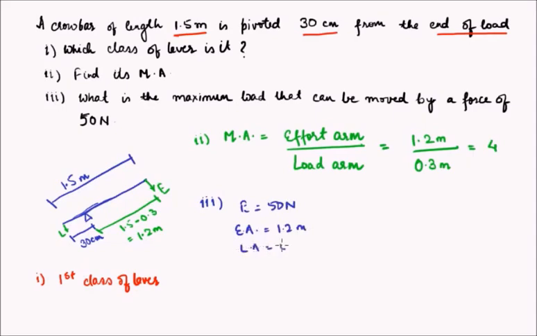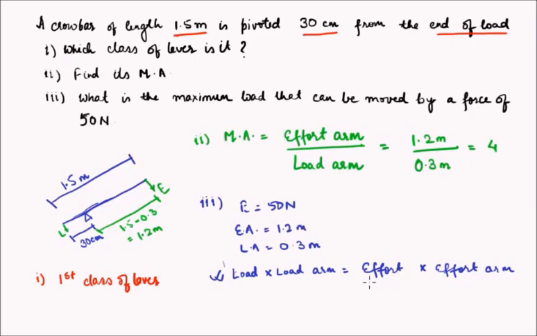Now the third part asks us to find the maximum load that can be moved by the force of 50 Newton. So what is this 50 Newton? This is the effort that is applied. So for the third part, what we know is that the effort is 50 Newton. We know that the effort arm is 1.2 meter. We know that the load arm is 0.3 meter.